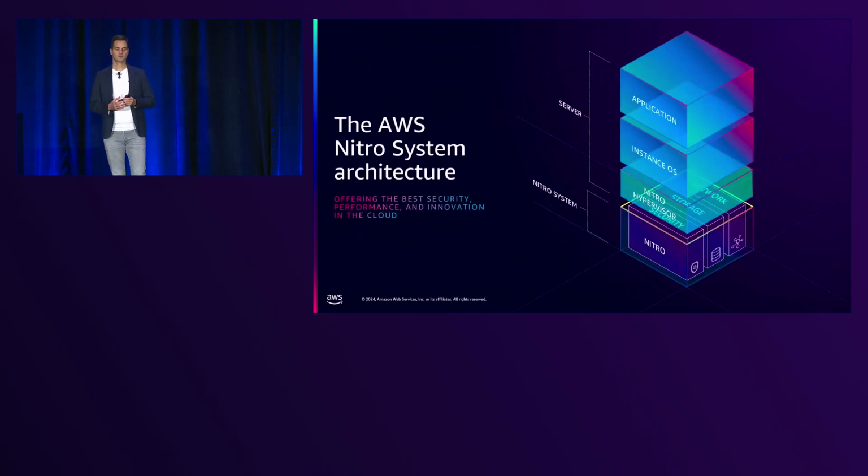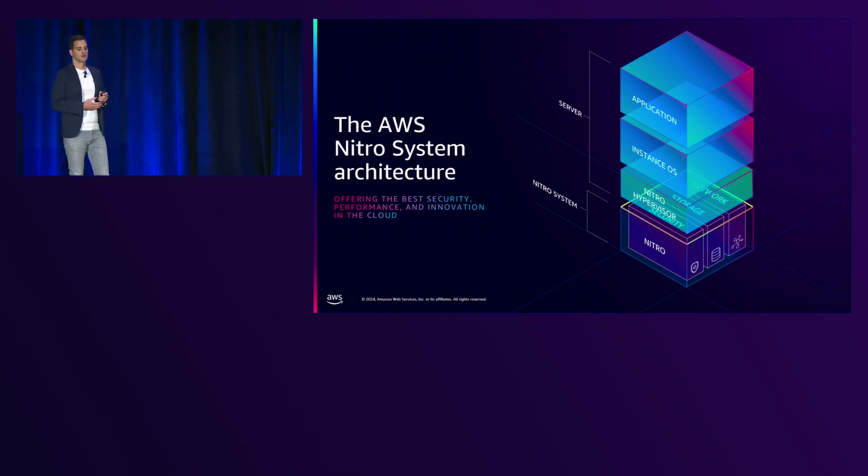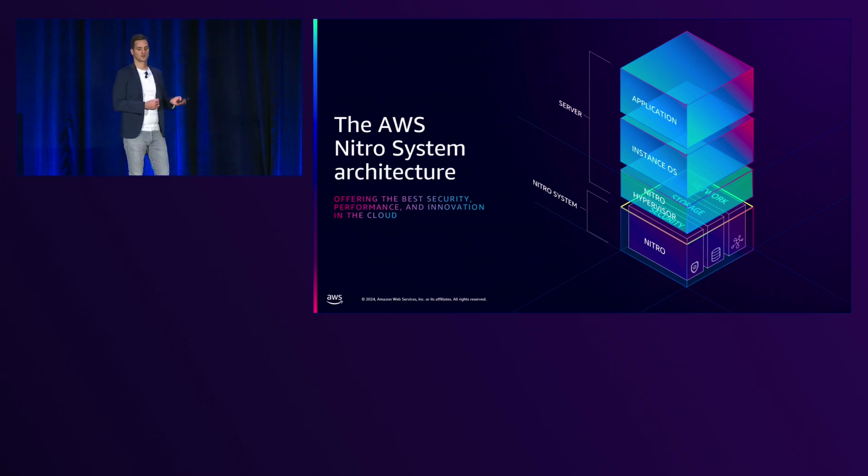The Nitro system is also the reason why the full memory and CPU performance is available for your customer workload. It provides bare metal capabilities that eliminate virtualization overhead. This is important for HANA because you want to leverage the full memory and all CPUs for your in-memory database. The Nitro system manages network, storage, and security.